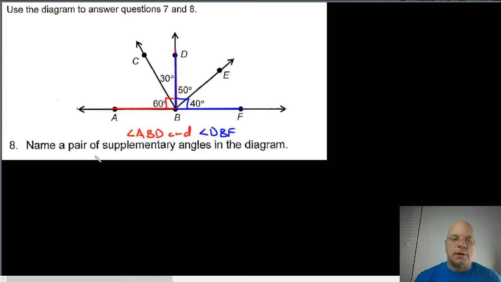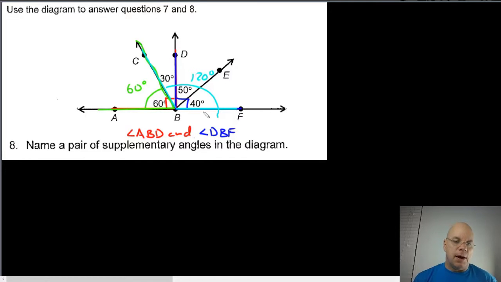There are 2 other angle pairs that I can see right off the top of my head. Angle ABC is 60. You could pair that with angle CBF, which would be this angle, which is 40 plus 50 plus 30, which is 120. So that angle pair would also be supplementary.